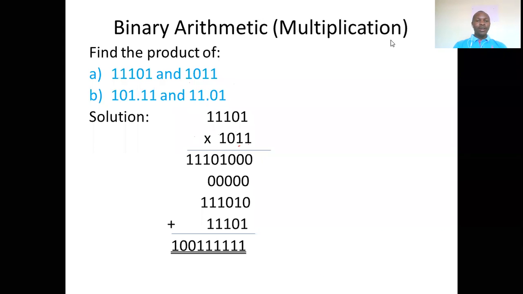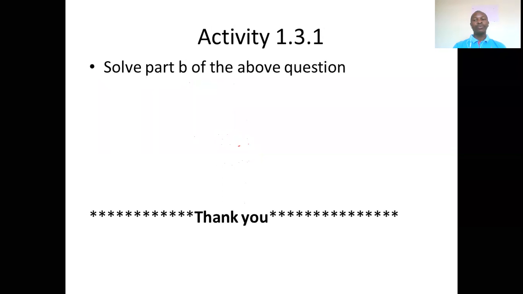Now, if we are handling numbers that have binary points, the concept is the same as we did with decimal numbers. All you have to do is align the binary points vertically and make sure that each number has the same number of binary places, and you do the addition. That should be simple. I'll ask you to do part B on your own to check if you have understood this concept. And with this, we are done with this topic.